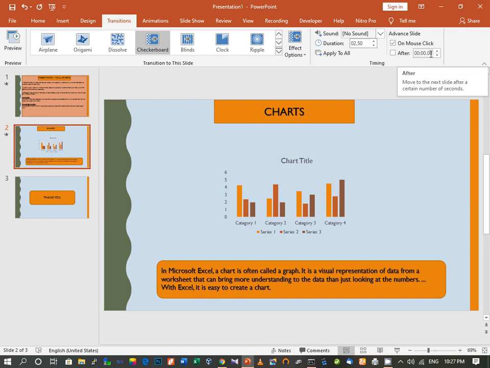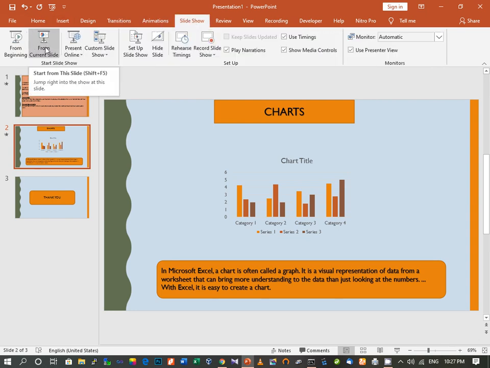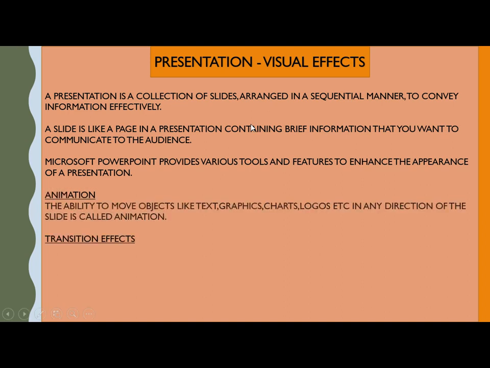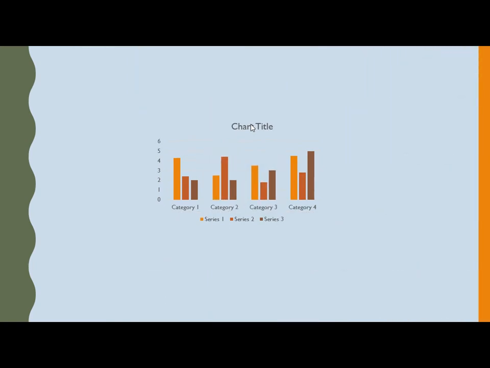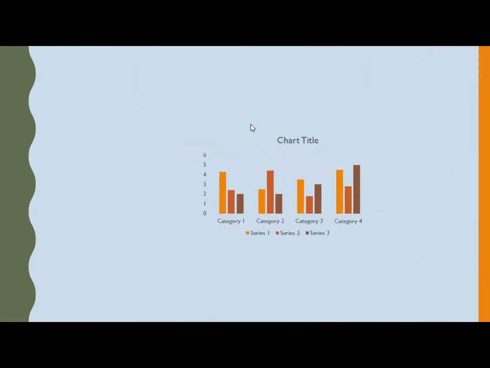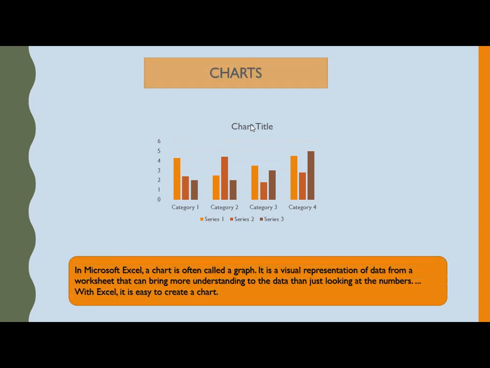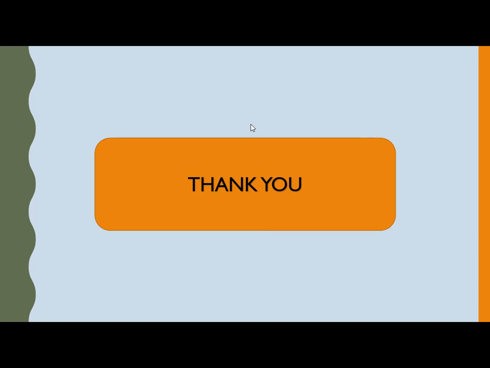So now let's apply this slideshow and see how this appears. We are starting from here. Then this transition is happening. These are the animation effects which we had applied to this slide, and the last one is thank you. So this is how we can apply animation effects and transition effects to our slide.